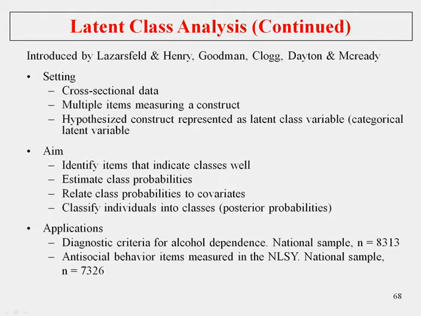That last step then corresponds to what structural equation modeling and factor analysis people talk about as factor score estimation. Factor score estimation for categorical variables concerns estimating the probability of being in a given class for a given person. And we will call those class-specific and individual-specific posterior probabilities in the applications. So I think Linda's going to talk about diagnostic criteria for alcohol dependence in the national sample, and she's going to talk about antisocial behavior measured in a U.S. national sample as well.